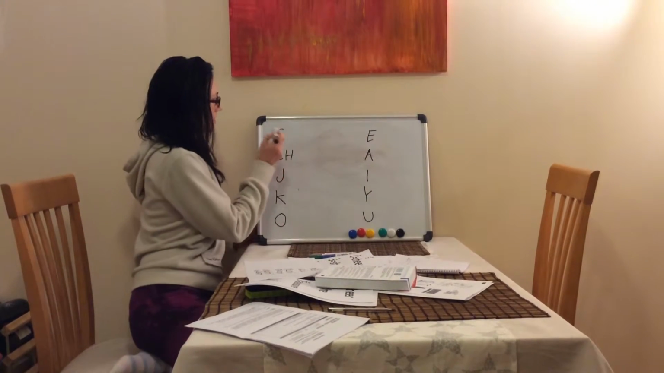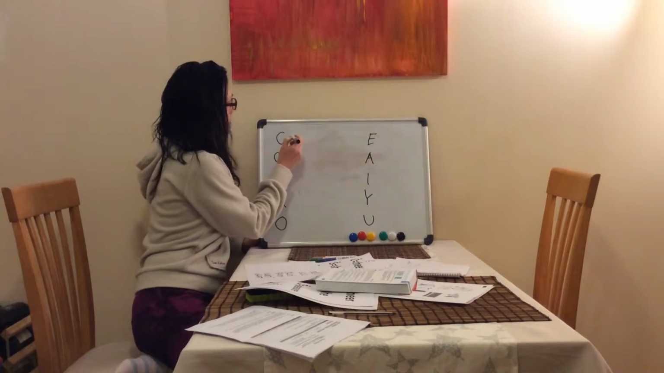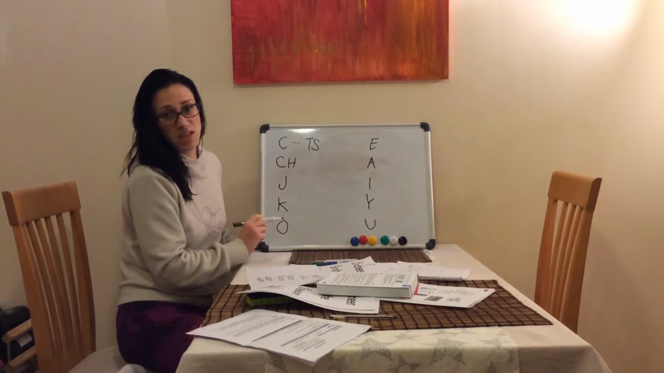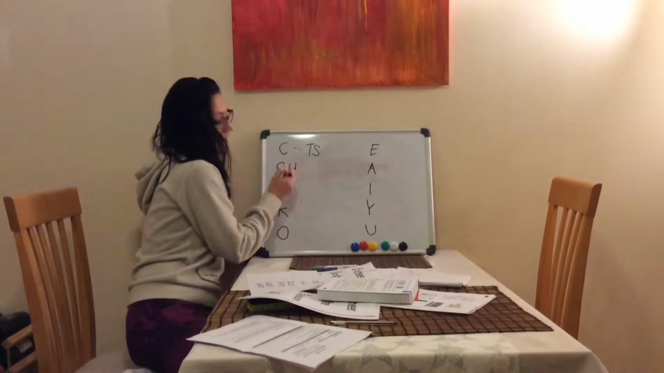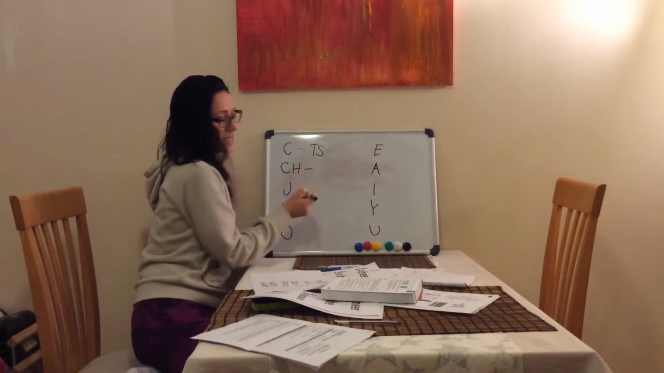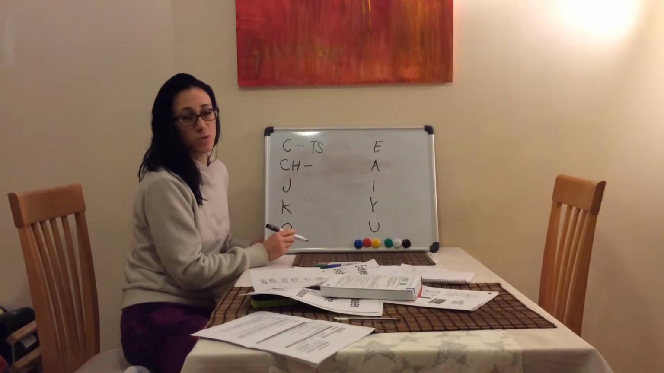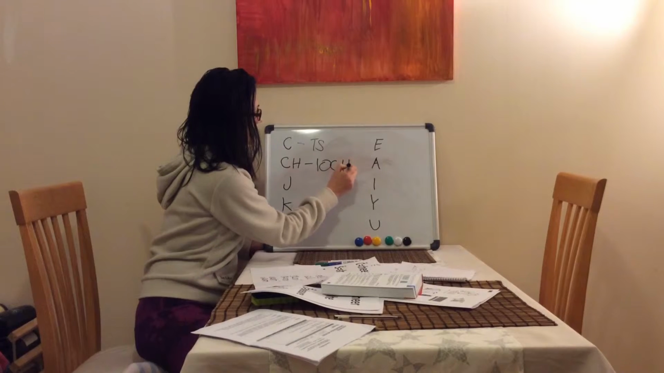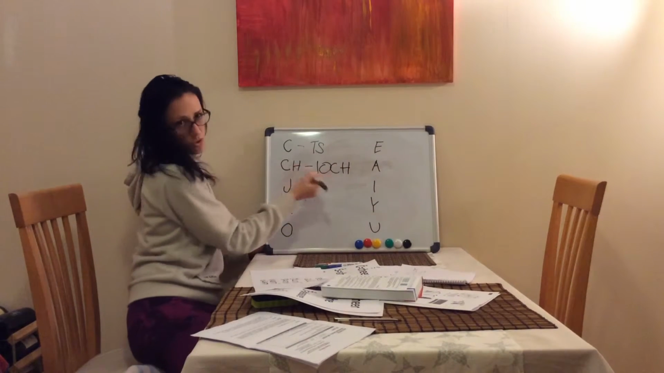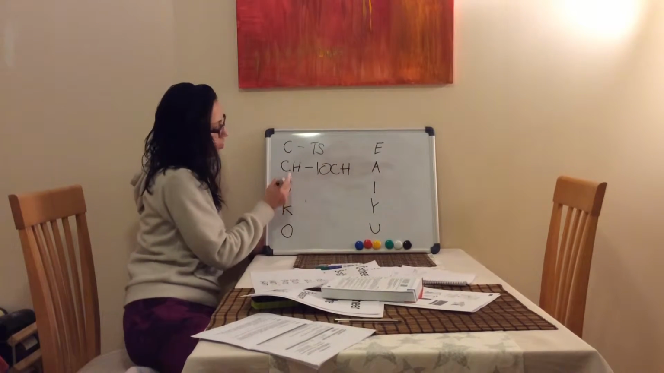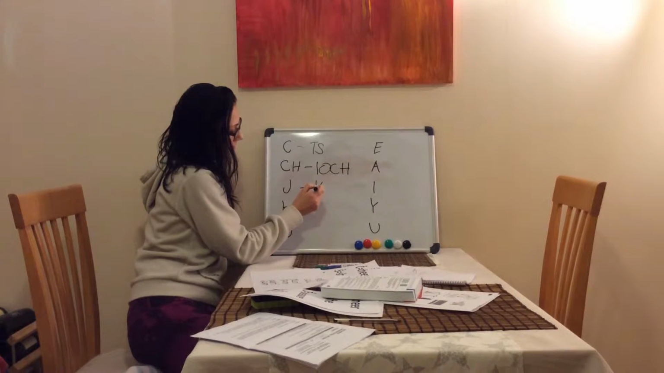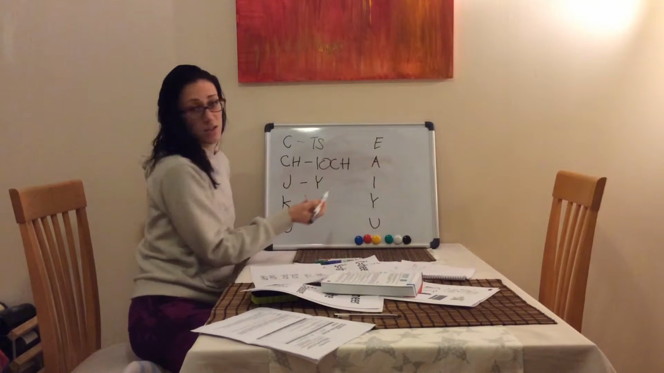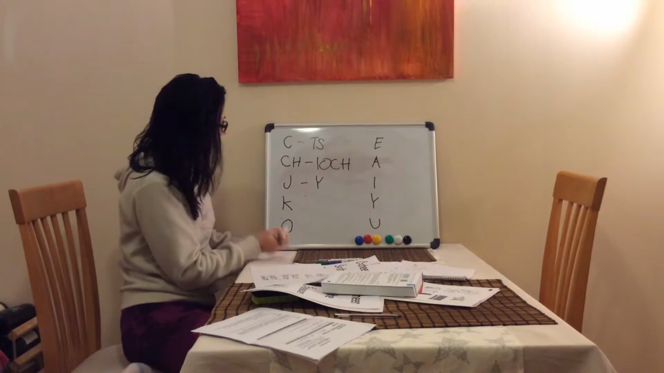So let's start with C. It's pronounced as if you say ts, yes, ts. CH together is pronounced as ch, as in Scottish loch. There is no other sound in English like it, I guess. Then J is pronounced as y, so it's the English Y, as in yesterday, for example.